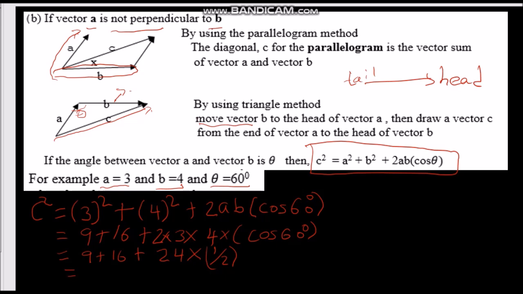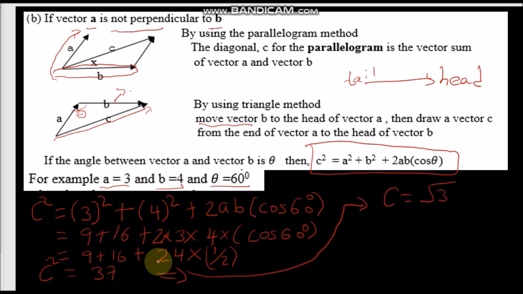The value of C is equal to the square root of this one, which is equal to 37. C squared is equal to 37. This implies C is equal to the square root of 37. This is already an approximation. Let's say 6 times 6 is 36, so it's already around 6.08. That's the value of the resultant vector.